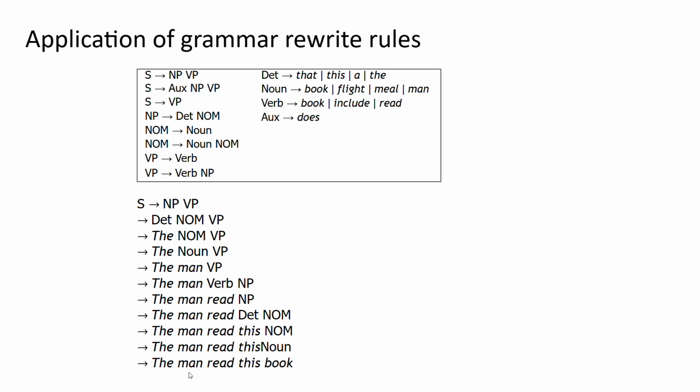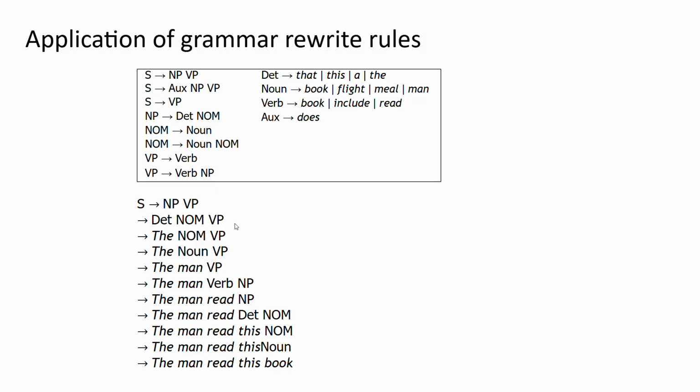If I see that after "the" I got "man" in the example, I'll be choosing this. "The man reads this book" is already given in your example. Okay. We are just deriving it over here. So the NOM will be replaced by a noun. What are the nouns? Book, flight, meal, man. So what do I have to choose? Man. Okay. "The man", VP.